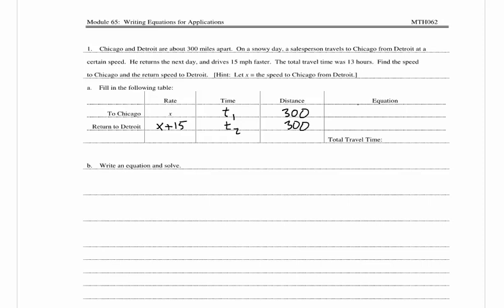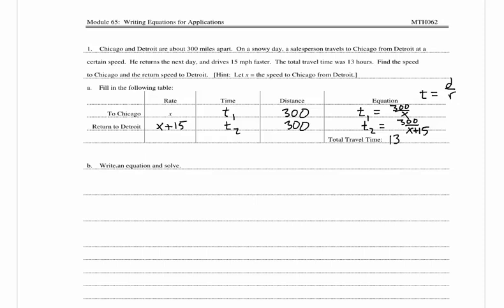And now for our equation, we can say that time is equal to distance over rate. So we can say that t1 is equal to 300 over x, and t2 is equal to 300 divided by x plus 15. And the total travel time is 13 hours.